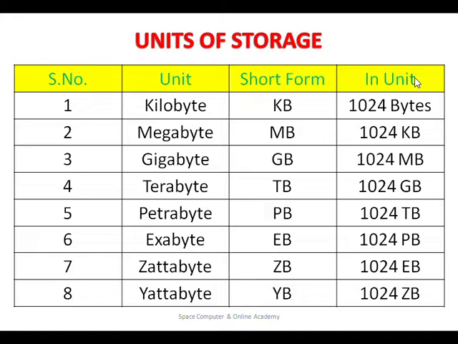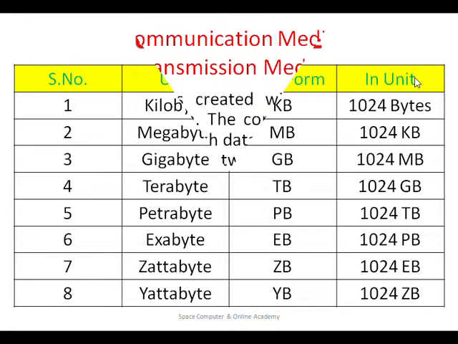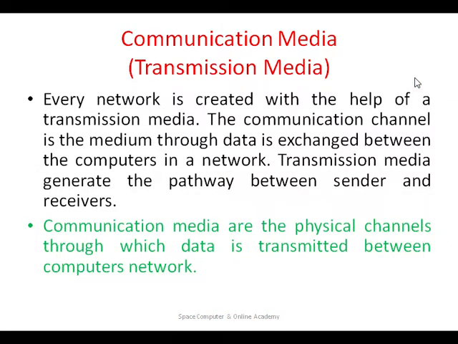For the unit of storage, the unit is given at the first serial number, its short form, and the storage capacity is given at the last. Kilobyte, KB; megabyte, MB; gigabyte, GB; terabyte, TB; petabyte, PB; exabyte, EB; zettabyte, ZB; and yottabyte, YB. In this way, I have presented all these storage capacities. Those are used in the computer networking system to store the data.